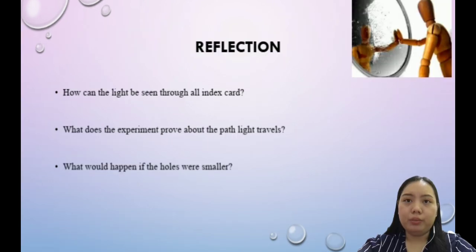Next is reflection. In the reflection, the students can see how the light can be seen through all the index cards, and what the experiment proves about the path light travels. Lastly, what would happen if the hole was smaller. So students can do this reflection so that they can understand the experiment.